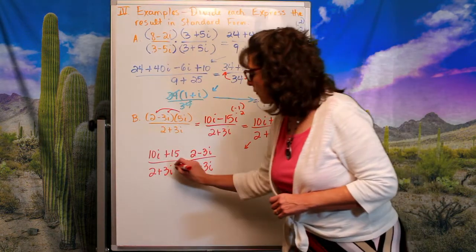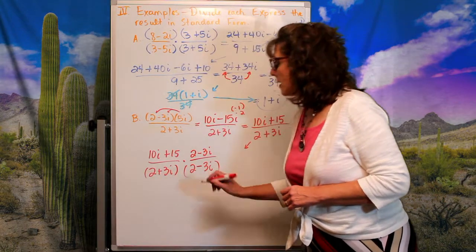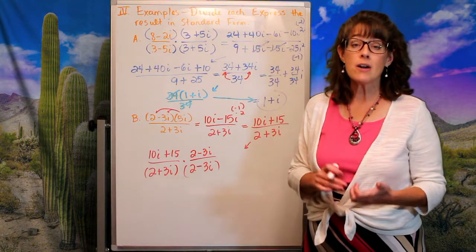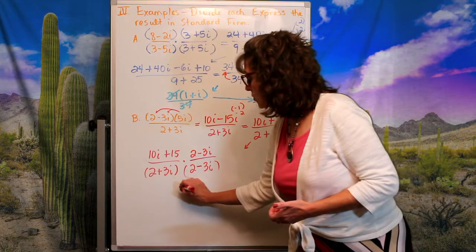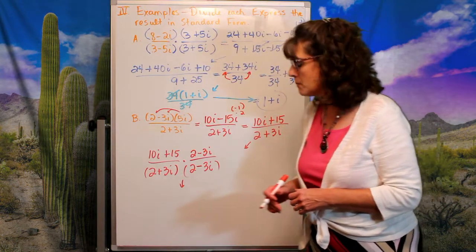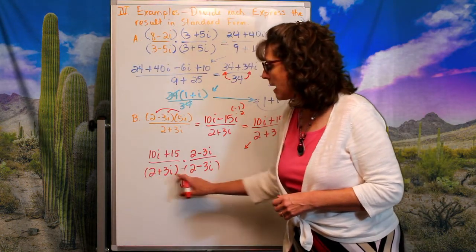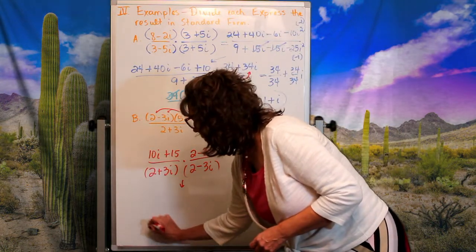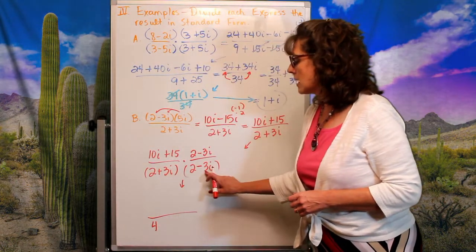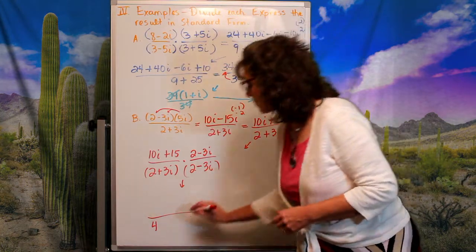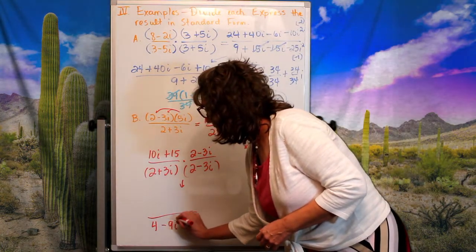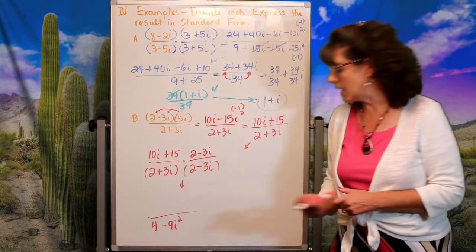So now I'm going to FOIL that denominator. And remember, I know my outsides and insides are going to cancel. So I'm going to skip over a little bit and I'm just going to multiply the front and the back. 2 times 2 will give me a 4. And 3i times negative 3i, well, positive 3 times negative 3 is a negative 9. And i times i is i squared. Whoop, there's that negative 1.